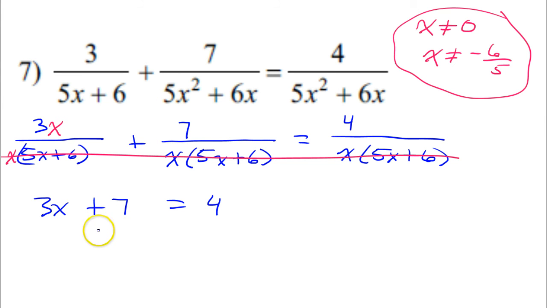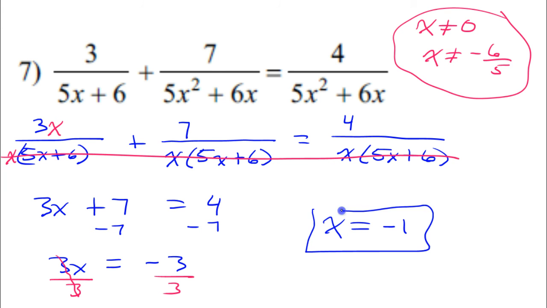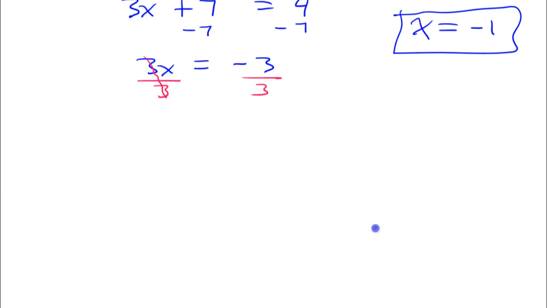Okay, pretty simple equation to deal with. So subtract 7 from both sides. That'll give me 3x is equal to negative 3. When I divide both sides by 3, I'm going to just get x equals negative 1. And that is not one of my excluded values, so that is the solution. Alright, 2 down, 3 to go.